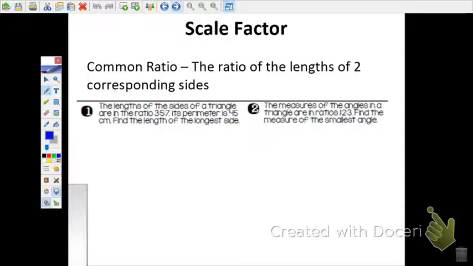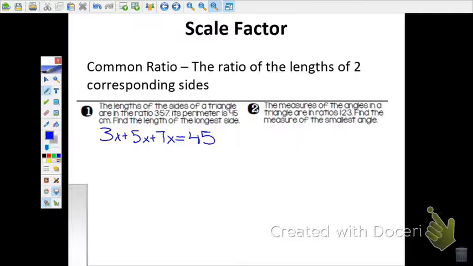So number 1 says the lengths of the sides of a triangle are in the ratio 3 to 5 to 7. Its perimeter is 45 centimeters. Find the length of the longest side. So what's my equation I'm going to set up to work this problem? 3x plus 5x plus 7x equals 45.